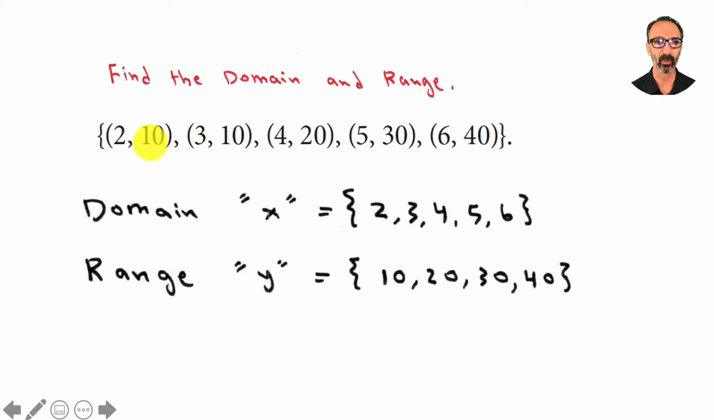It's a set of these numbers. The range will be the y values, but look, 10 is repeating. I don't have to repeat it here. In set notations, we don't repeat numbers. So the range has only 4 numbers, where the domain has 5 numbers.